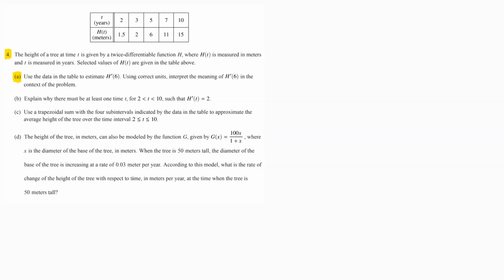Alright, so what we're looking at here is a pretty common problem that they like to throw at you on the free response section. They give you a table of data, and from that table of data, they want you to estimate h prime of 6. Notice that they don't want to know exactly what h prime of 6 is, what the derivative value is. They want you to approximate it. And so when you're approximating using a table, you approximate your instantaneous rate of change by using an average rate of change. So the derivative is going to be approximated by finding our slope around it.